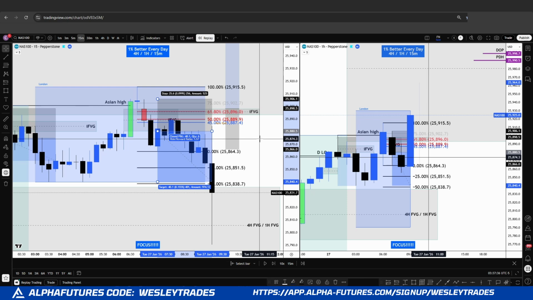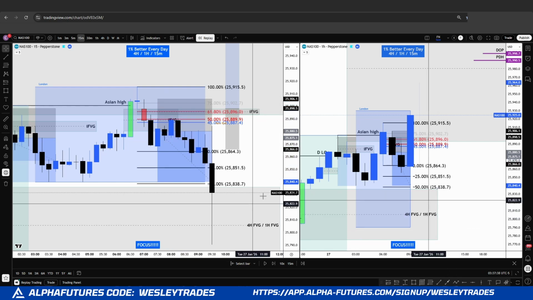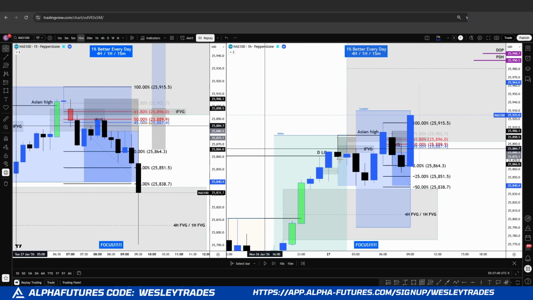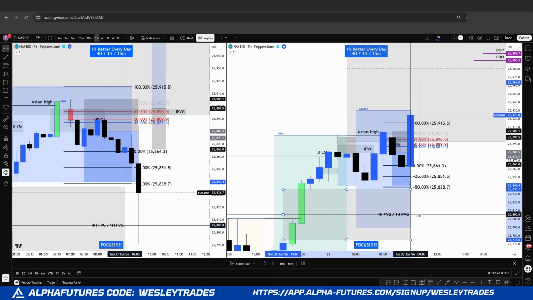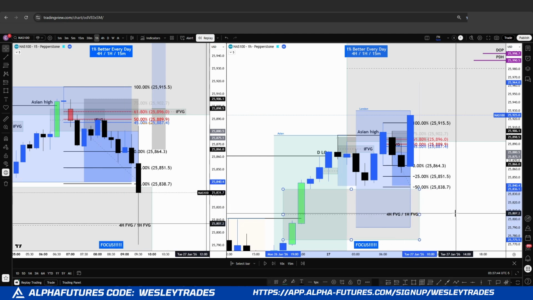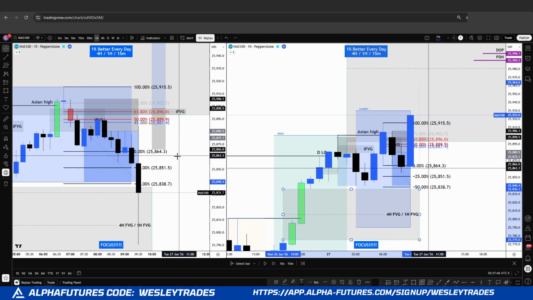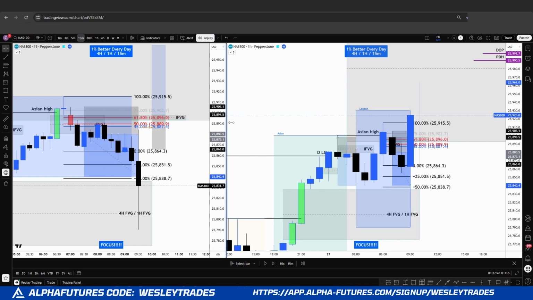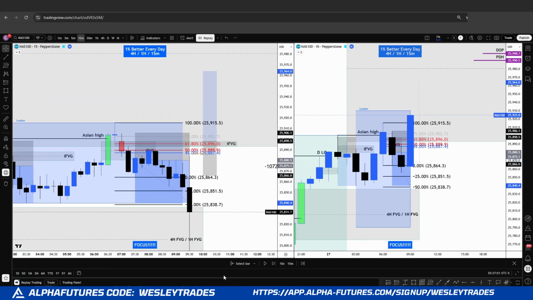All right. So then I thought to myself, listen, price is tapping this liquidity because 4 hour is still bullish, 1 hour is still bullish. So what now? We wait. We wait for 15 minutes to turn bullish again before we get another buy. And this is exactly what happened.